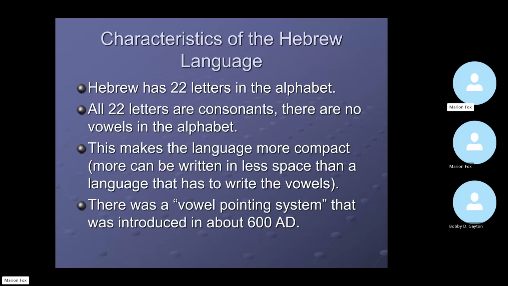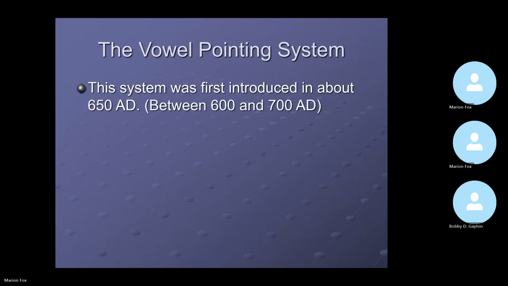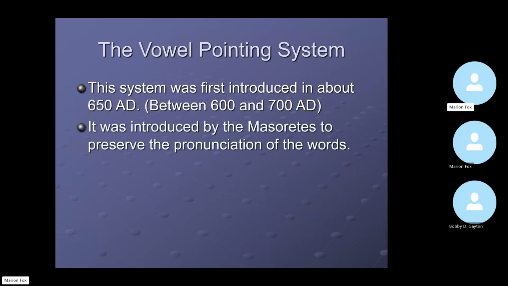There was a vowel pointing system, it's called. It was introduced in roughly 600 AD, probably around 650 AD. This system was first introduced between 600 and 700 AD. It was introduced by the Masoretes to preserve the pronunciation of the words.